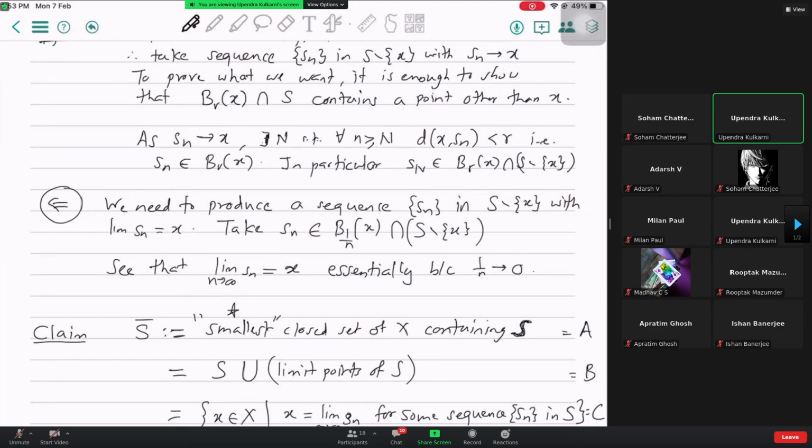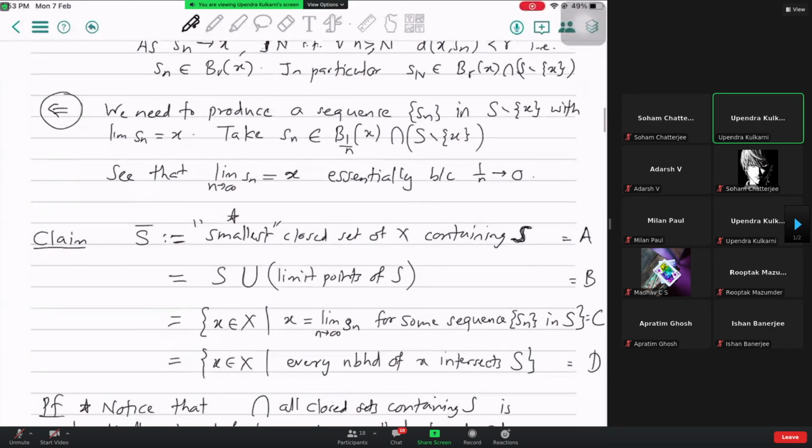Okay. So is the setup clear? Or should I write this down somewhere? See, unfortunately, I don't have space. Okay, I will just use this space and I will erase all this later on.